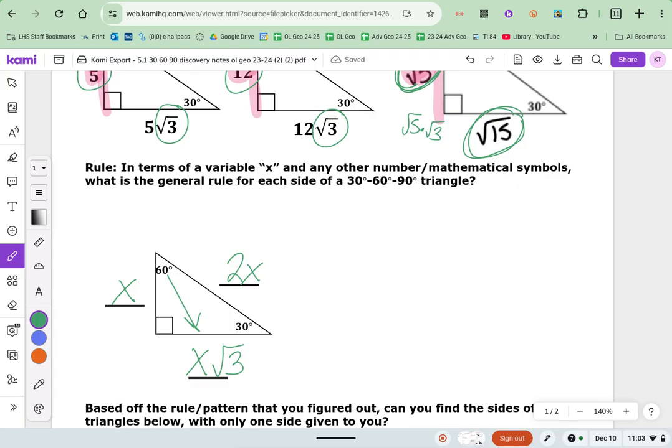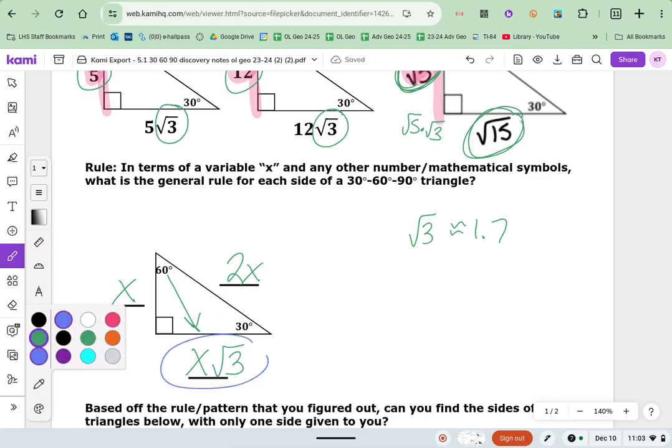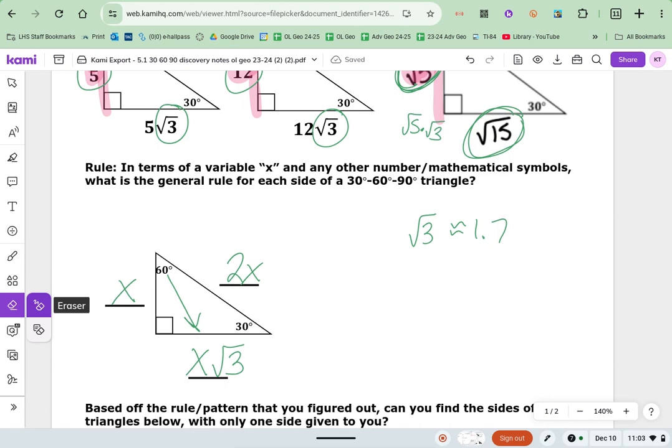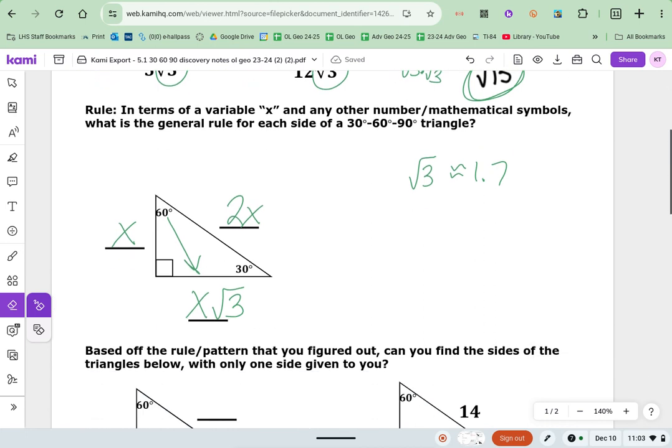And by the way, if you type the square root of 3 into your calculator, what decimal do you get? Yeah, about 1.7. So the square root of 3 is about 1.7, which is bigger than 1 and less than 2, right? That's why the root 3 is across from the 60 degree angle, because 60 degrees is our middle angle. It's between 30 and 90, not the biggest, not the smallest. And 1.7 is between 1 and 2, so it's not our shortest leg, and it's not the hypotenuse, which has the 2 on it. So that can help you remember where the different things go. But let's look at some examples.